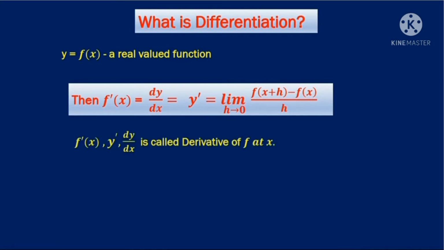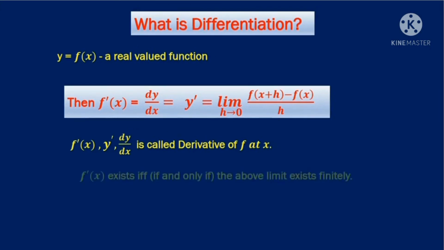Most important to note here is that the derivative f dash of x exists only if the function f of x has a finite value at limit h tending to 0. Otherwise, f dash of x does not exist at this limit.